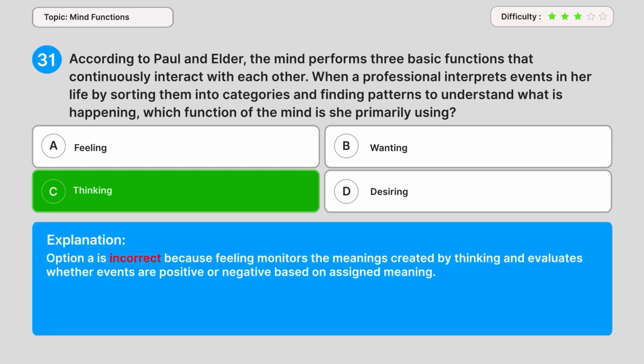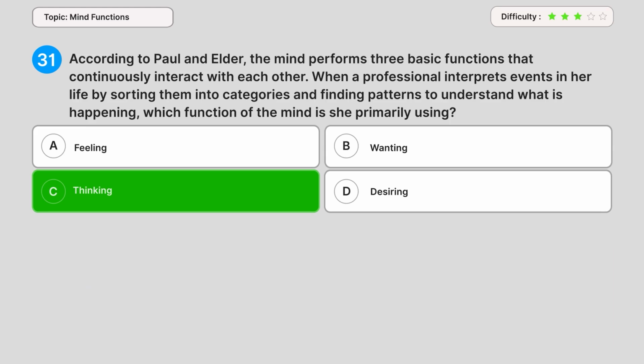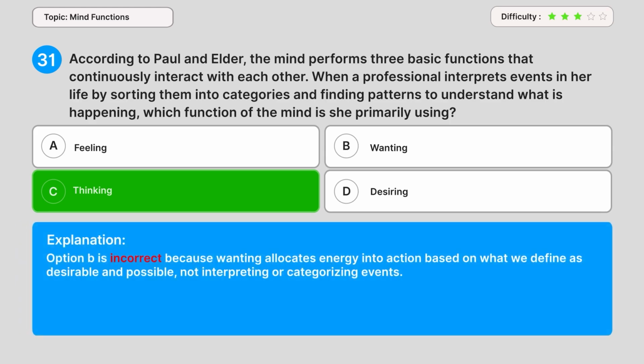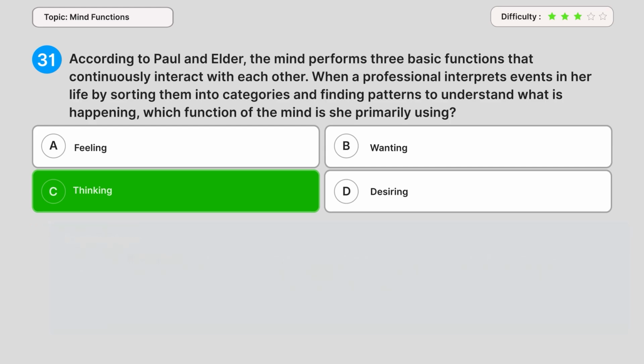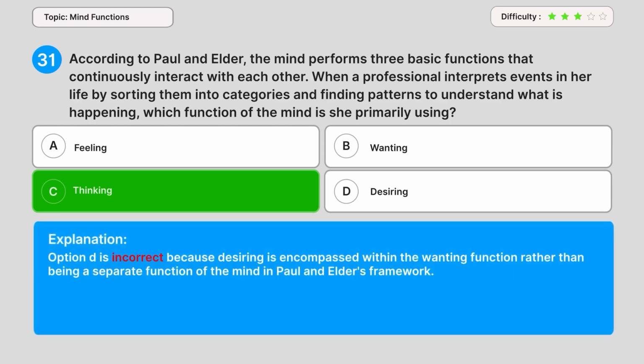Option A is incorrect because feeling monitors the meanings created by thinking and evaluates whether events are positive or negative based on assigned meaning. Option B is incorrect because wanting allocates energy into action based on what we define as desirable and possible, not interpreting or categorizing events. Option D is incorrect because desiring is encompassed within the wanting function, rather than being a separate function of the mind in Paul and Elder's framework.